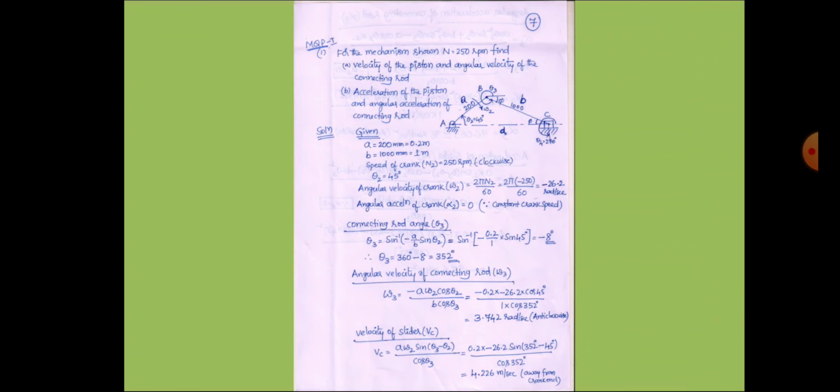Next, in velocities, find the angular velocity of the connecting rod first, then go to the velocity of the slider, that is VC. Next, in the accelerations, you have to find the angular acceleration of the connecting rod, then the acceleration of the slider. Like that, you must solve. Okay, till tomorrow. In the next class, I am going to solve a few more problems on slider crank mechanism.